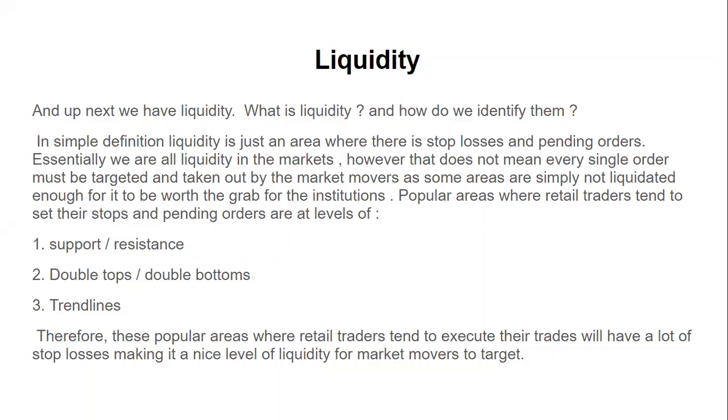Popular areas where retail traders tend to place their stop loss and penny orders are at the level of support and resistance, the double top and double bottom, and the trend lines. So these are the areas where we have liquidity, and this is where retail traders put their stop loss. And smart money will intentionally take out their stop loss. They will liquidate them for the market because that's the area of liquidity.